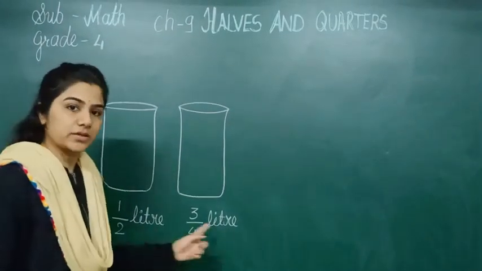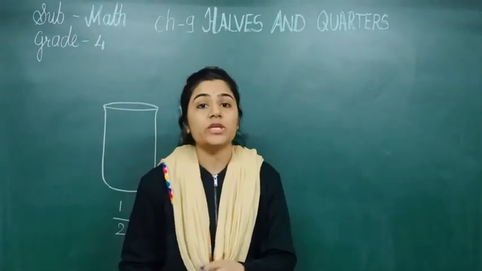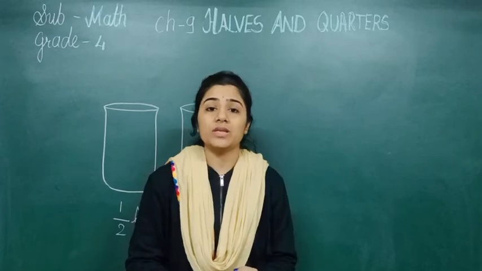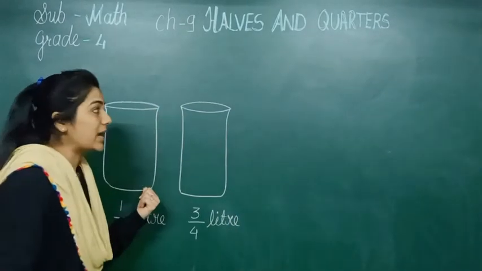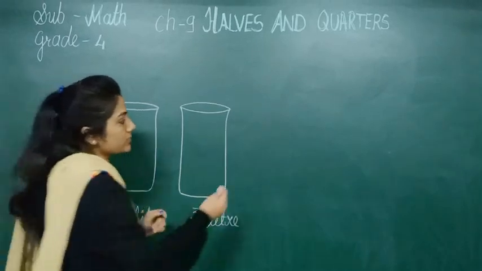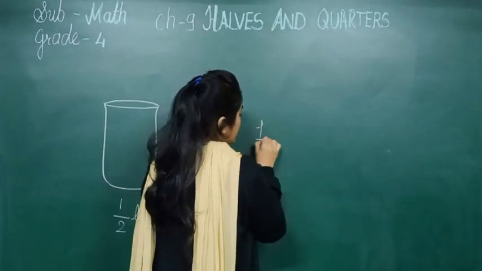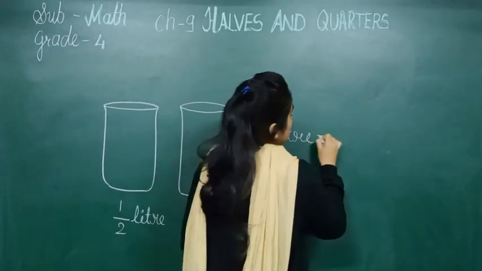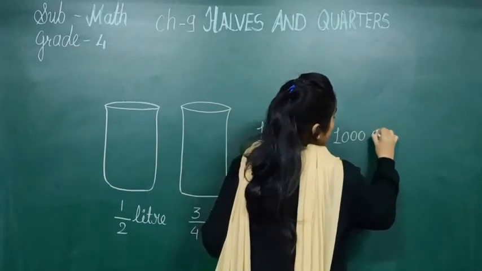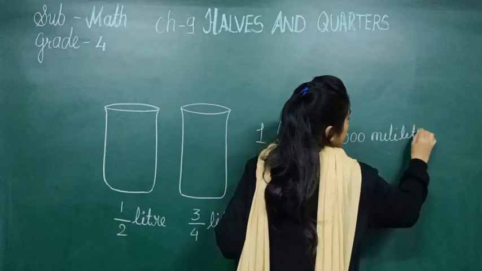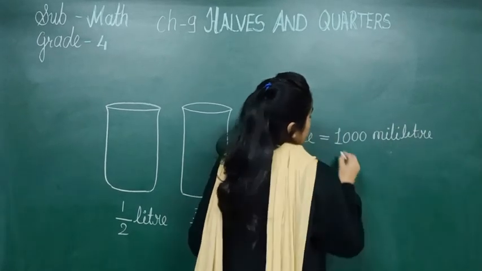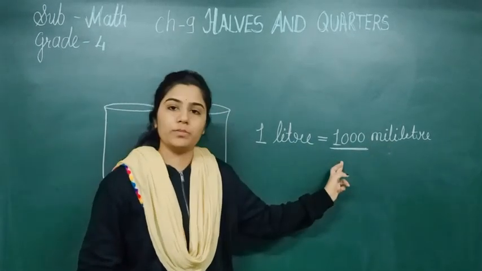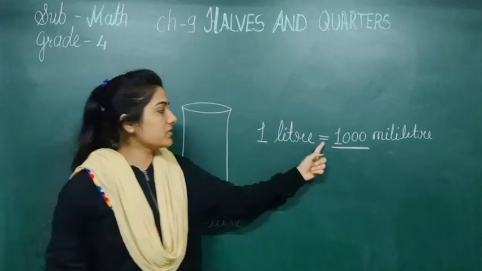Before starting this question, you should know the capacity formula. Here it is written liter, and in term 1 you already learned all these units: liter, milliliter, kiloliter. So first I am writing the relation between liter and milliliter, which you learned in previous chapters: 1 liter is equal to 1000 milliliter. You have to remember this relation. Again I am repeating, 1 liter is equal to 1000 milliliter.